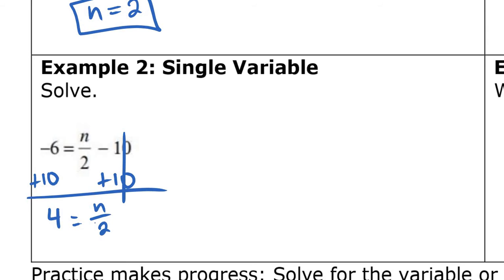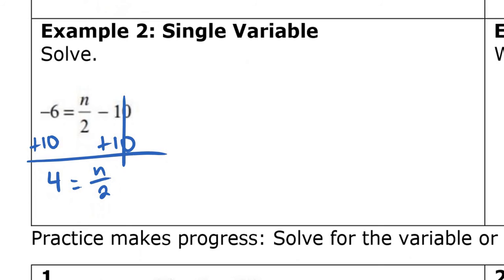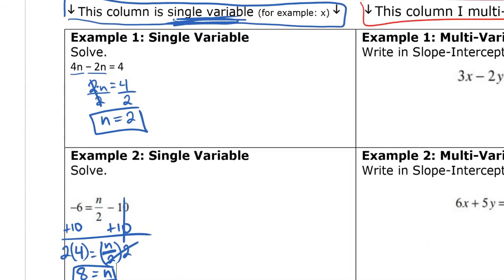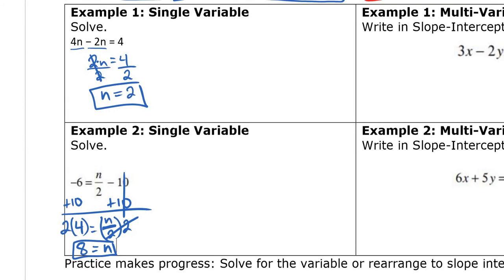How do we get rid of that 2? What is the 2 currently doing to the n? Well, it's under the fraction division line, so that means it's dividing. The opposite of division is multiplication. So we multiply both sides by 2. 2 divided by 2 is 1, or n, 1n. 2 times 4 is 8. Alright, simple enough. The process as you're working your way through on the single variable side is combine like terms and then isolate the variable.